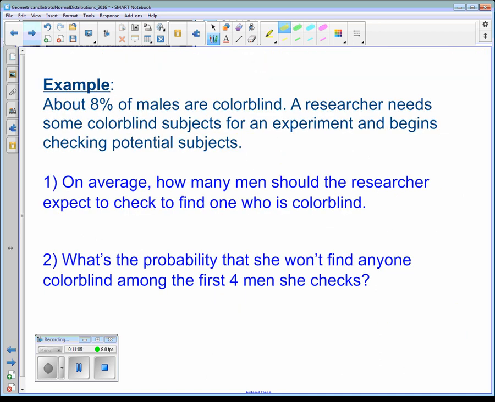Okay, so here's another example. Did you know that 8% of males are colorblind? Anyone in here colorblind? Or at least know that they're colorblind?